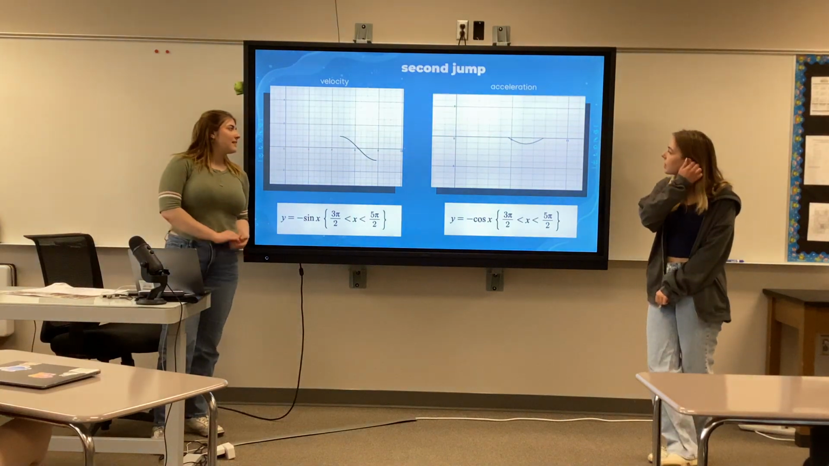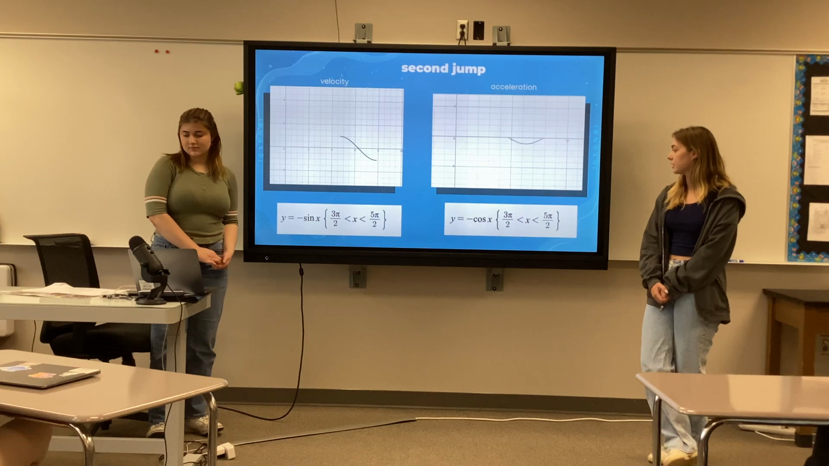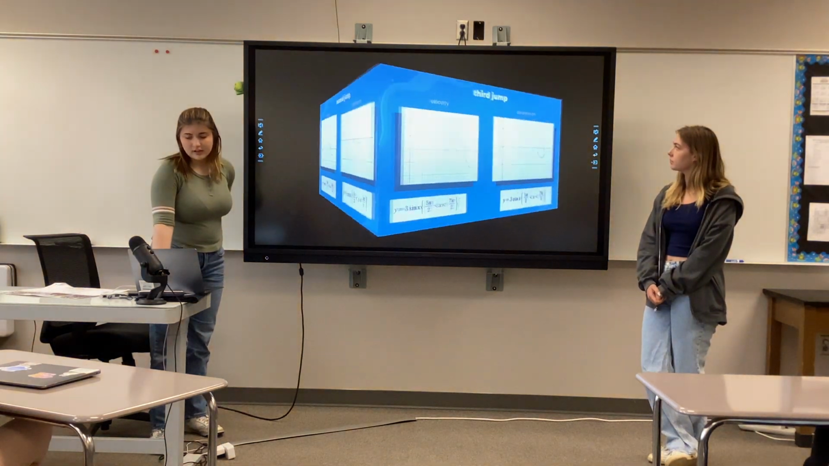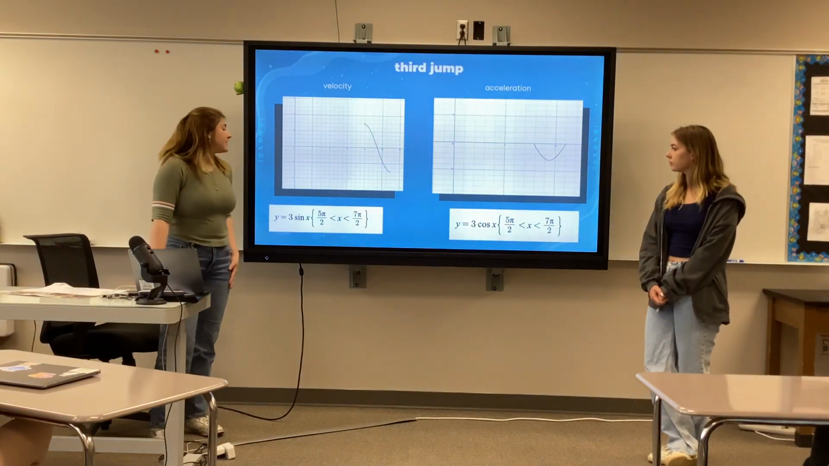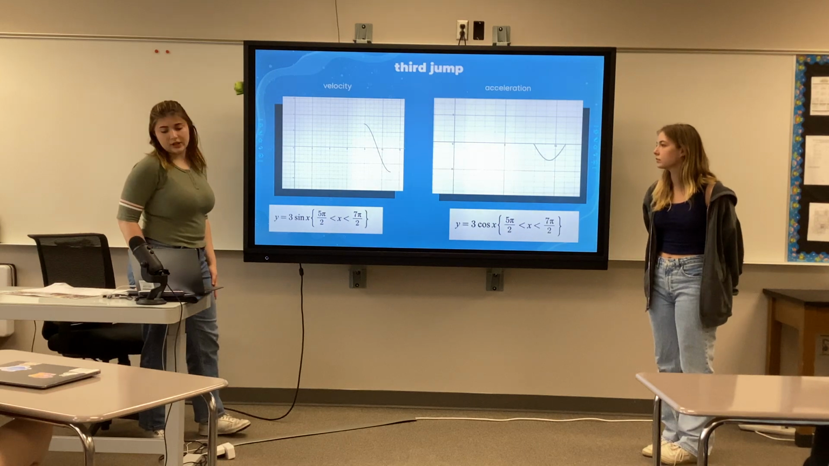Our second jump, the velocity was y equals negative sine of x, and our acceleration was y equals negative cosine of x. And then our third and final jump, our velocity function was y equals 3 sine of x, and our acceleration function was y equals 3 cosine of x.